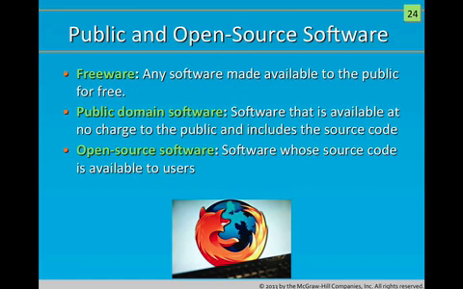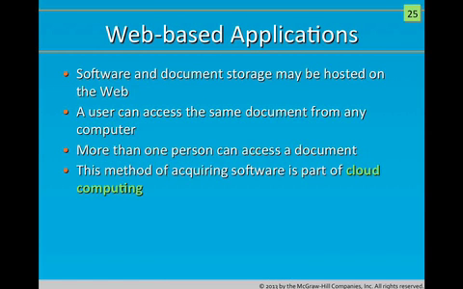Open source software is free. We talked about this a little while ago, and you can download it for free and you can make changes to it if you know how to. Those are the different kinds of software that you can find online. And then web-based applications are the ones that we talked about, like Google Docs. There's lots of web-based applications where you don't have to actually install anything on your computer. You work through them on the internet.